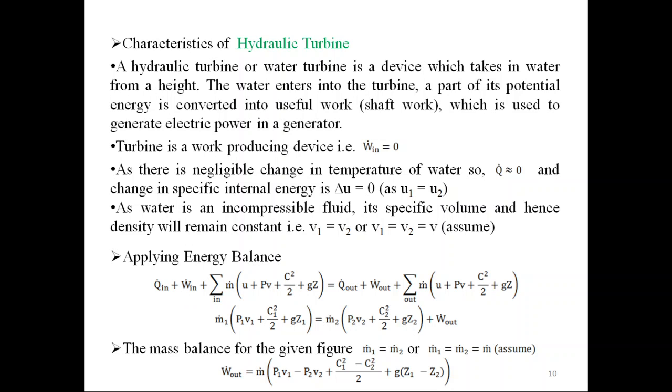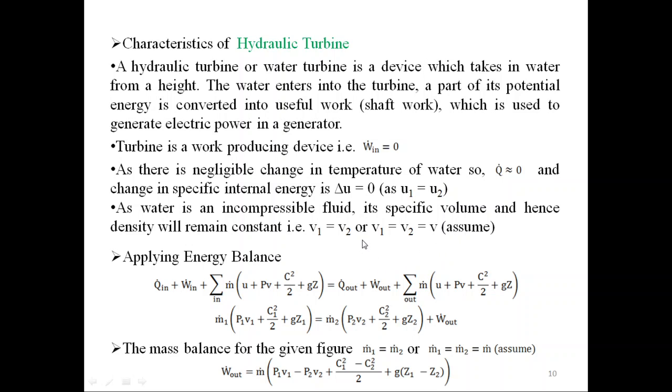As there is negligible change in temperature of water, this rate of heat transfer will be equal to 0. So Q over dot in and Q over dot out will be 0. And change in specific internal energy is 0, because we know that internal energy is a function of temperature. When the change in temperature is 0, the change in internal energy will also be equal to 0. So you have to eliminate this small u from the left hand side and small u from the right hand side. As water is an incompressible fluid, its specific volume and hence density will remain constant. So this small v1 equal to small v2, and we have assumed these two values equal to small v.